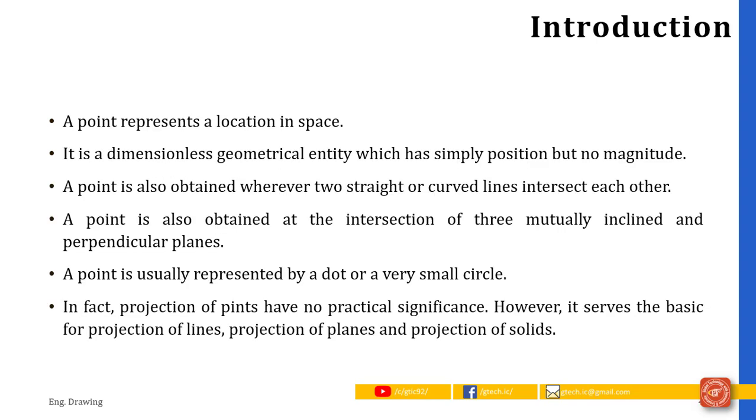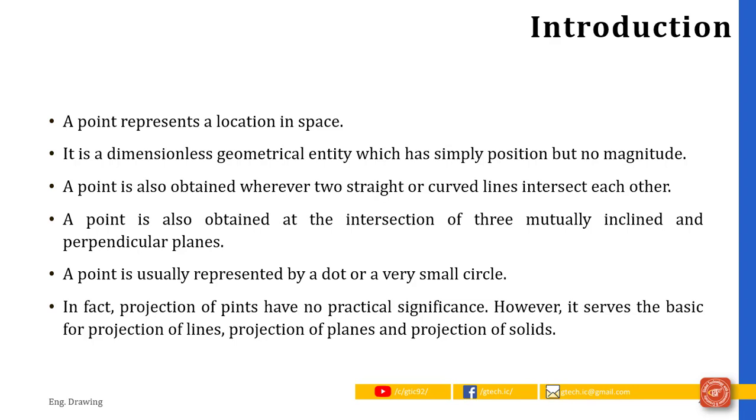Point. A point represents a location in space. It's a dimensionless geometrical entity and it has no magnitude. A point is also obtained wherever two straight or curved lines intersect each other, or at the intersection of three mutually inclined and perpendicular planes.